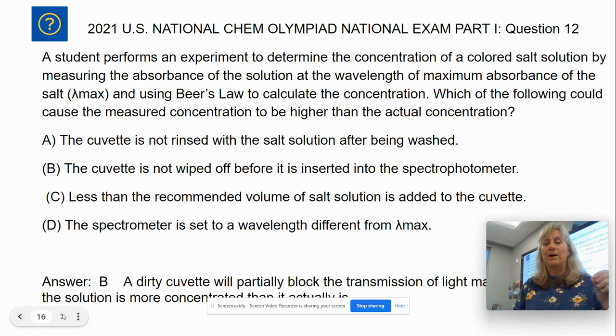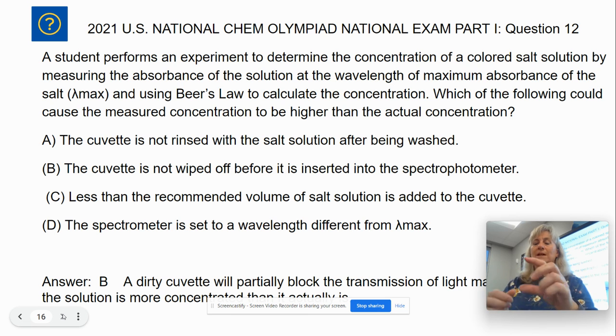B, the cuvette is not wiped off before it's inserted into the spectrophotometer. So now again, we're thinking of this cuvette, and if we're holding it and we fill it and then we get our fingerprints on it, then we stick it in, as the light's going through, it's going to be partially blocked by the fingerprints. Well, the machine is going to register lower transmittance of light, so it's going to seem like more light got absorbed. So that also would make it seem like the concentration is higher because less light will be transmitted. So the absorbance would be higher. So then they would get too high. So that is the correct answer.